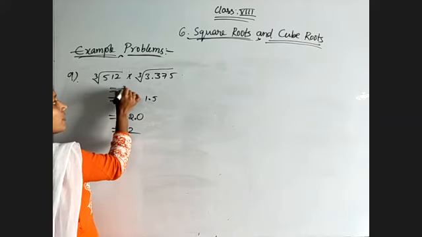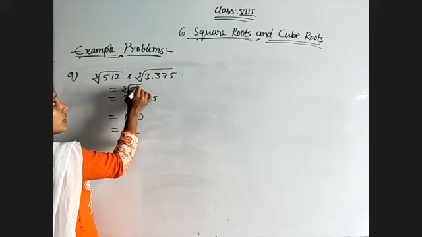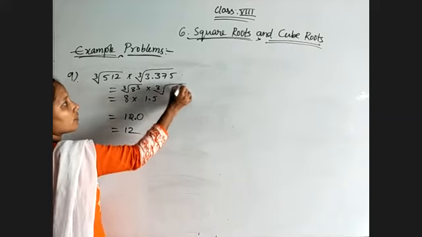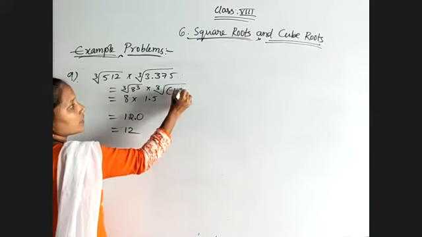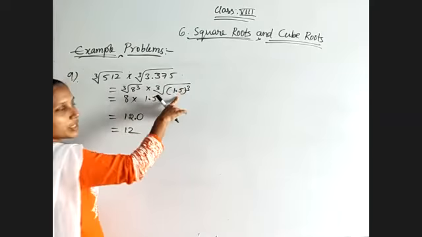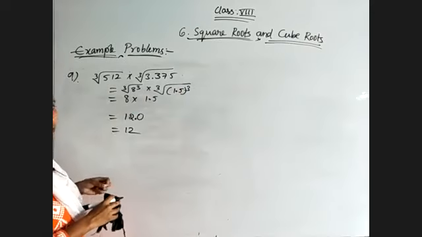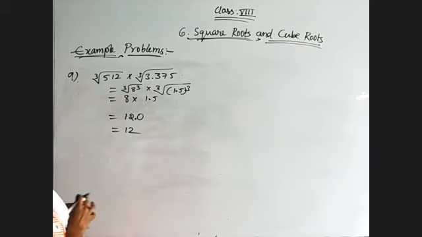Because we have cube root of 512 is equal to 8 cube, and cube root of 3.375 is 1.5 whole cube. By the estimation method we have done this. Okay, that's it.